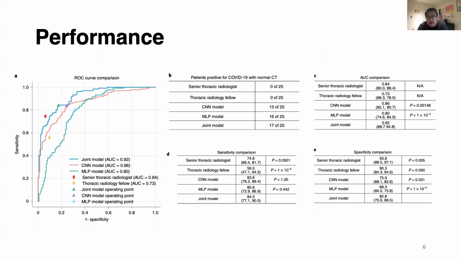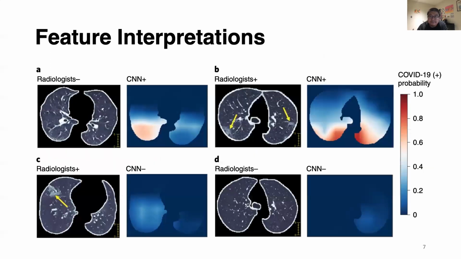Two-sided p-values were calculated by comparing the joint model to the CNN model, the MLP model, and the 2 human raters in sensitivity, specificity, and AUC. AUC comparisons were evaluated by the DeLong test. Sensitivity and specificity comparisons used the Clopper-Pearson method to calculate the 95% confidence interval shown in the parentheses, and the exact McNemar's test to calculate the p-value.